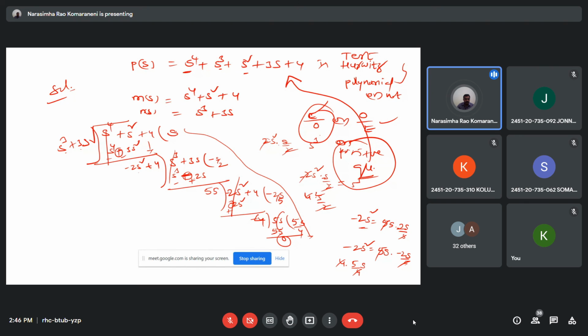If all these quotients are positive, then the given function is a Hurwitz polynomial. But if you see here, we got it as negative, and these two quotients are negative.